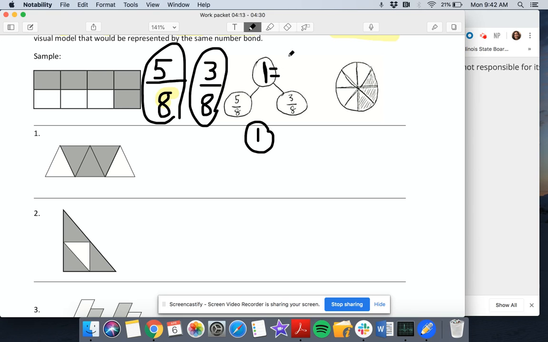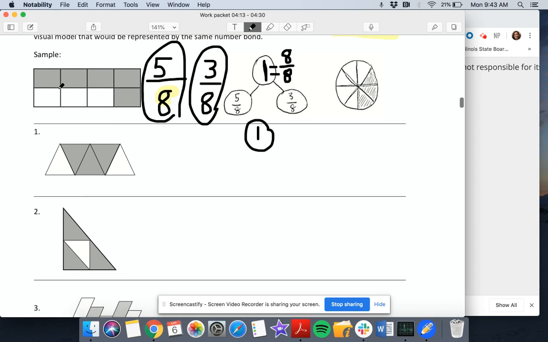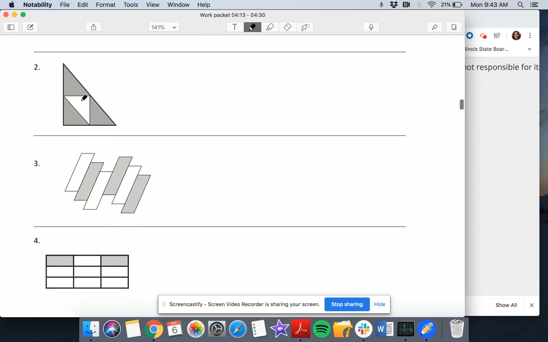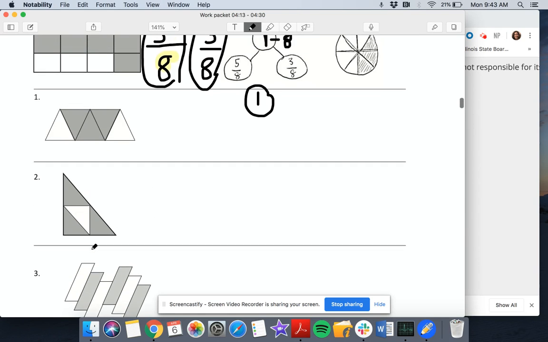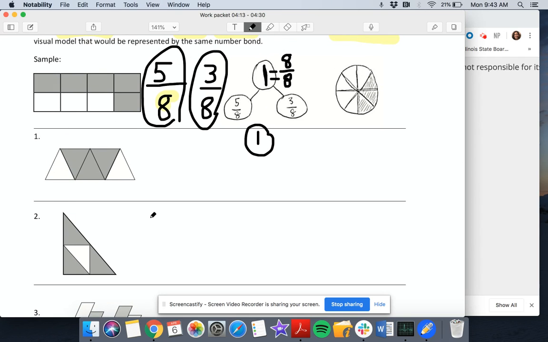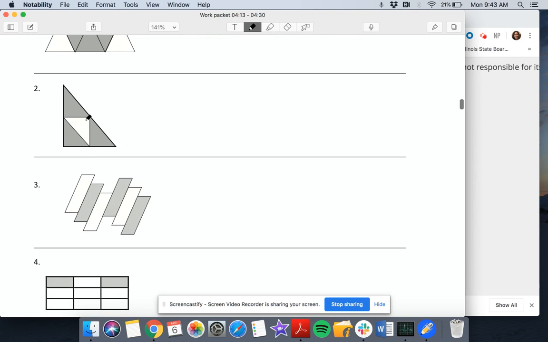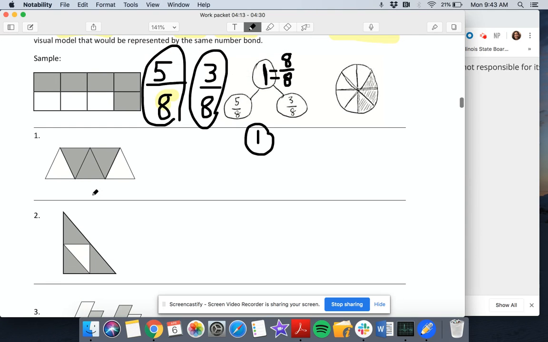You could also put 8/8 for our sample problem, because that means we're including all 8 of these into our number bond, into our problem. Okay? But at the end of the day, this is just one figure. This is just one. Okay? So let's do one more sample problem, and then you guys will do 2, 3, and 4 on your own.